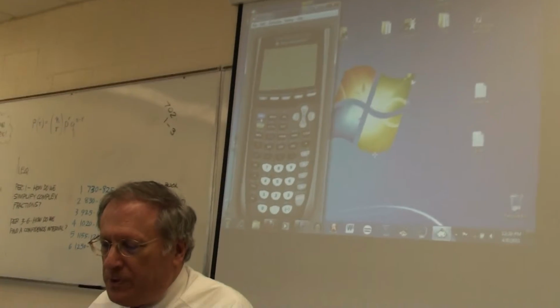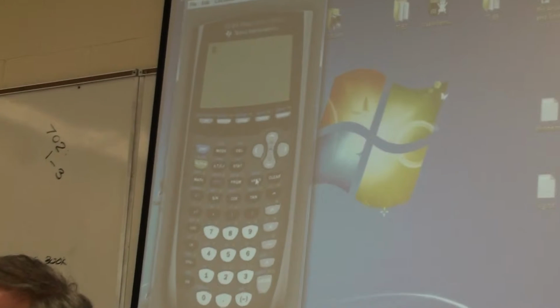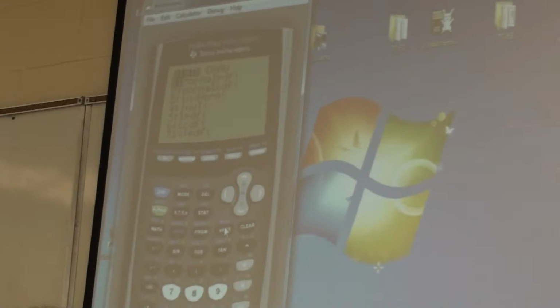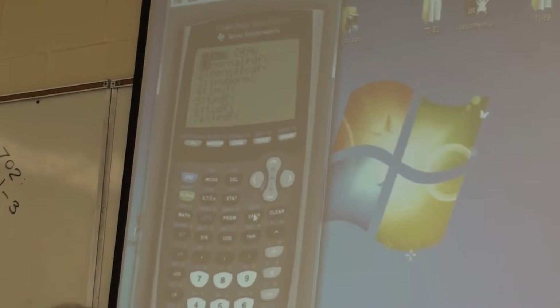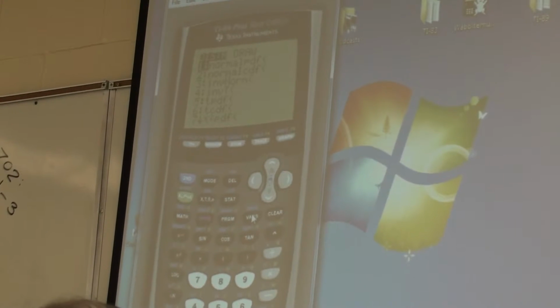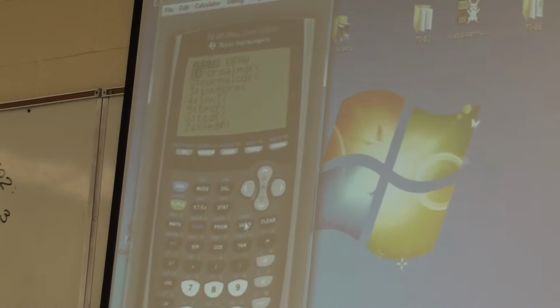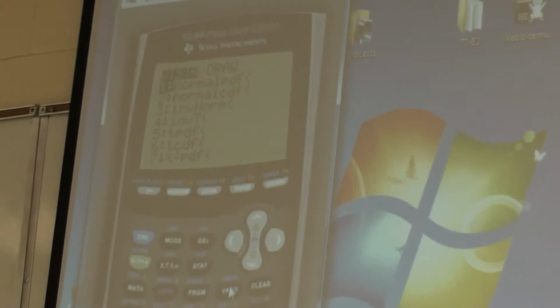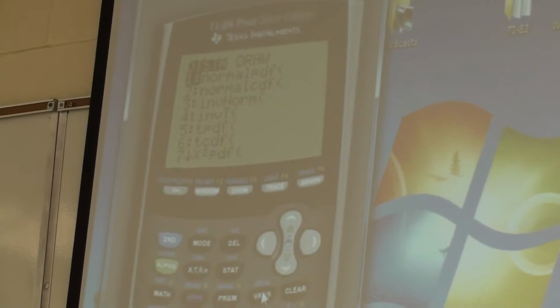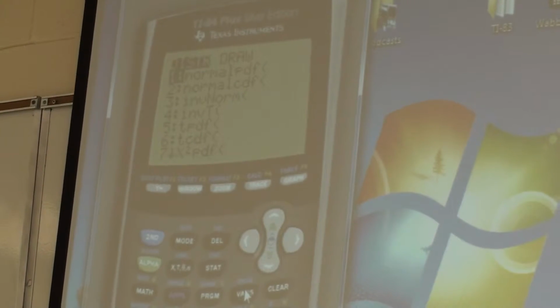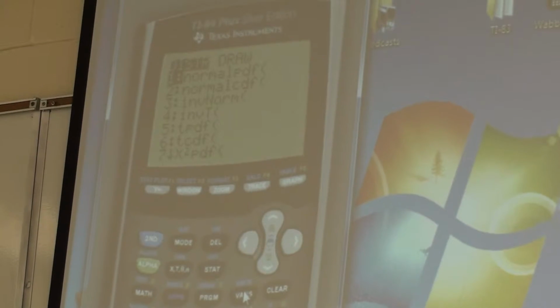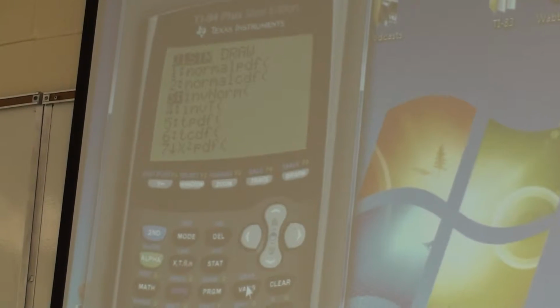and you go to distributions, and instead of normal CDF, we're going to do inverse normal. Inverse normal would be working backwards. You type in area, you get the z value. All right, so you go to, do you see inverse normal down there? I'm going to type in inverse normal.